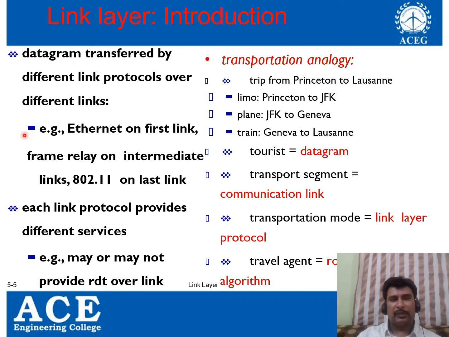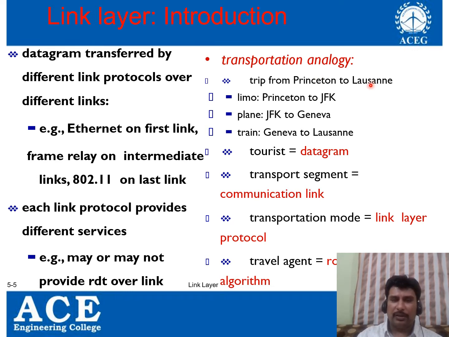So first, between source and router 1 we may have Ethernet on the first link, next we may use frame relay, and next we may have a wireless 802.11. So different links can be used to connect the source and the destination, and each link will provide different types of service. For instance, here we take a simple example of traveling from a place called Princeton to Lausanne. We don't have a direct transport facility from Princeton to Lausanne.